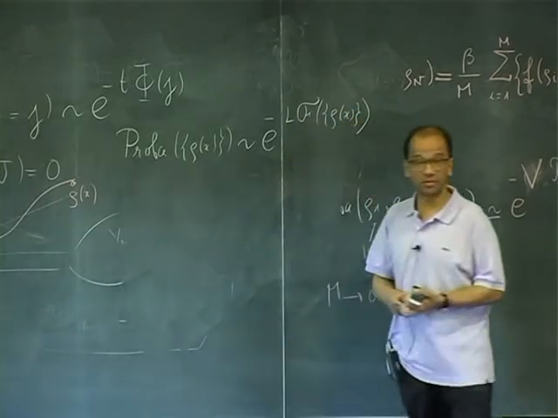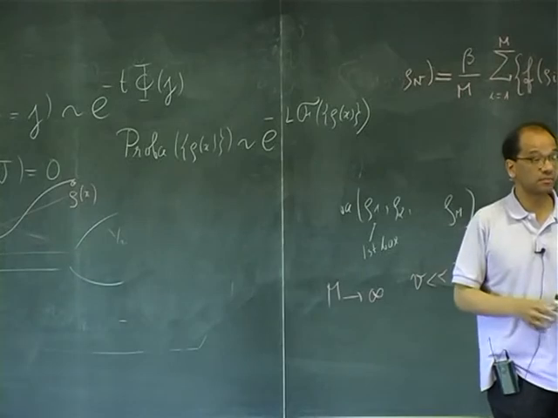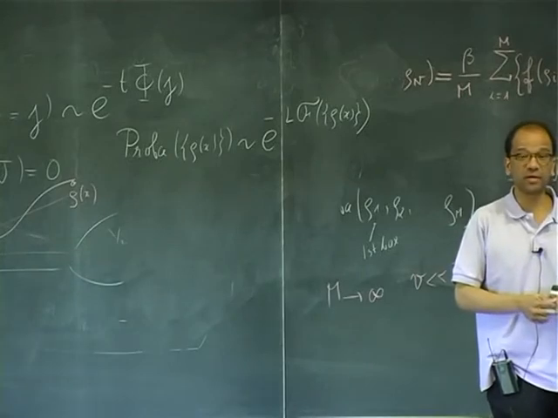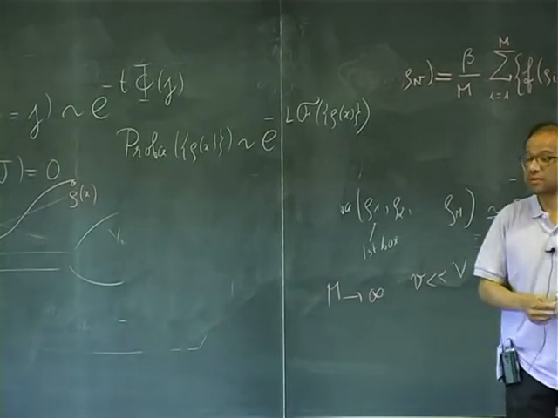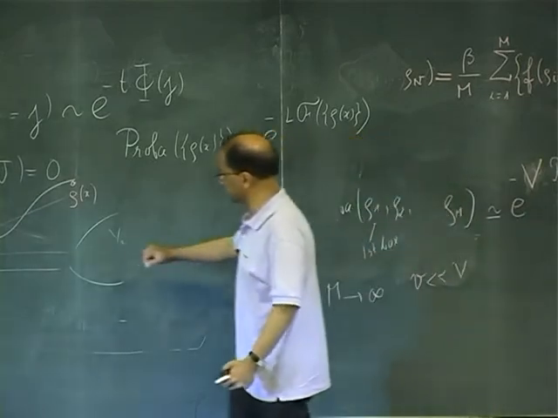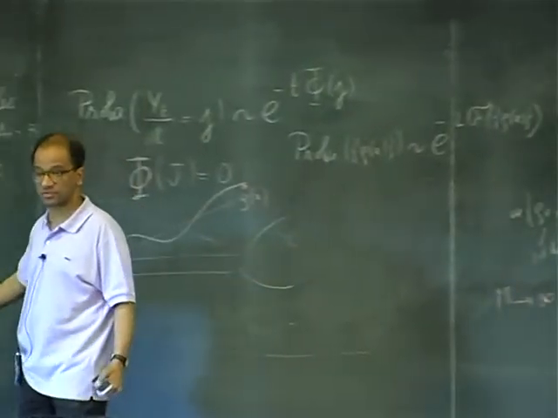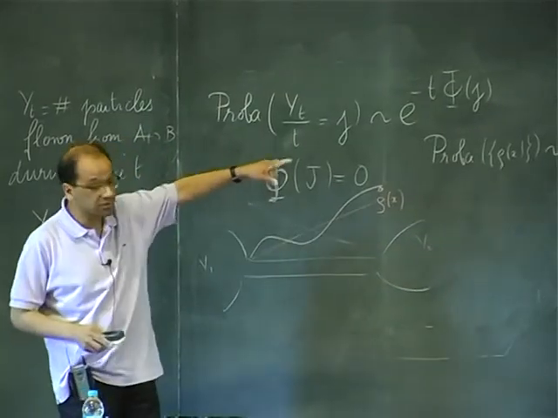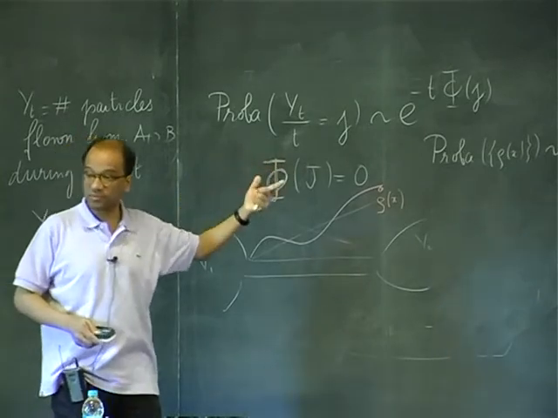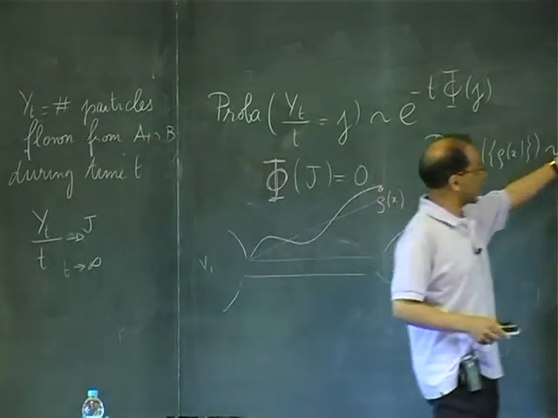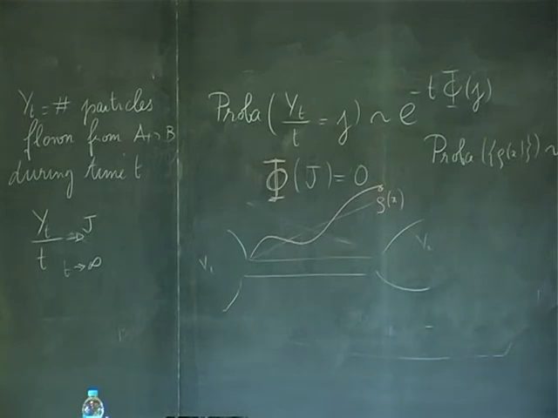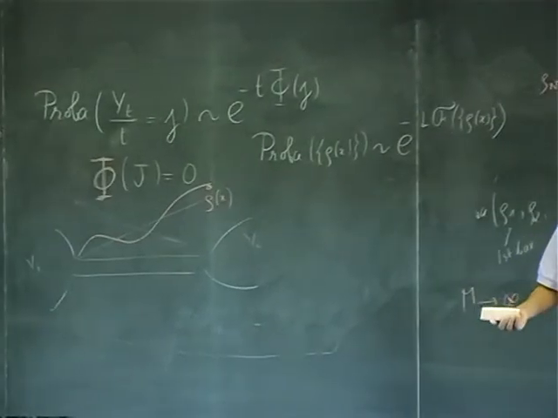Some functional of this profile. Okay, do you buy it? Is it clear? Yes? If we were at equilibrium, V1 equal to V2 or T1 equal to T2, this would be exactly the same problem that we did before, and we know that F would be exactly the free energy of the system.